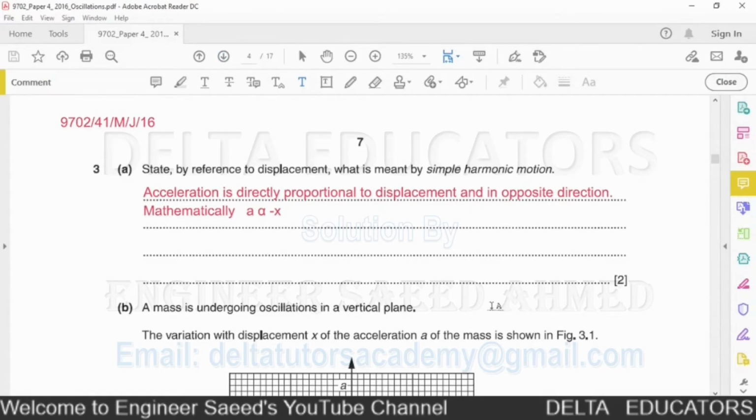Next question. It is from paper 4 variant 1 May June 16. In the paper it is question number 3 part A. State by reference to displacement what is meant by simple harmonic motion. An object is said to be in simple harmonic motion when acceleration is directly proportional to displacement, and this acceleration and displacement should be in opposite direction. Mathematically, we can write a is proportional to minus x, where a is for acceleration, x for displacement, and this negative sign represents that acceleration and displacement are in opposite direction.